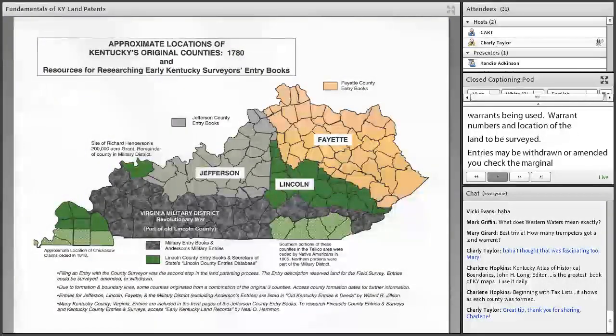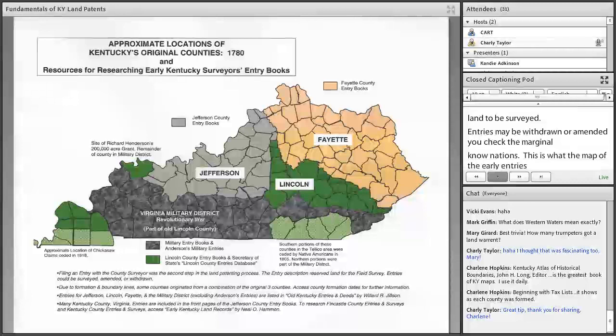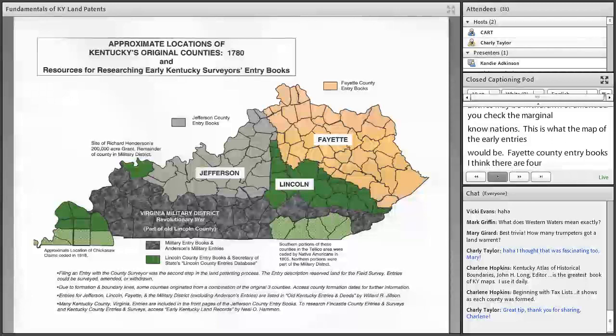This is what the map of the early entries would be. Fayette County entry books, I think there are four of them all total that are housed with us. Then we have the Jefferson entry book on microfilm with the Kentucky County entries in the front. Then we have the Lincoln entry books that are on our website. You can search and see the images from those, and we'll see that in a moment. But you'll notice the military district, even though it is a part of Lincoln County, has its own separate set of entry books. There are two of them. The northern part of the Jackson Purchase is going to be Lincoln County because it's the southern part that is still Chickasaw. What happened was George May was the surveyor for Kentucky County, Virginia, and he was given his choice of the three counties to work. He took Jefferson County. So he recorded those Kentucky counties in the front of the books.